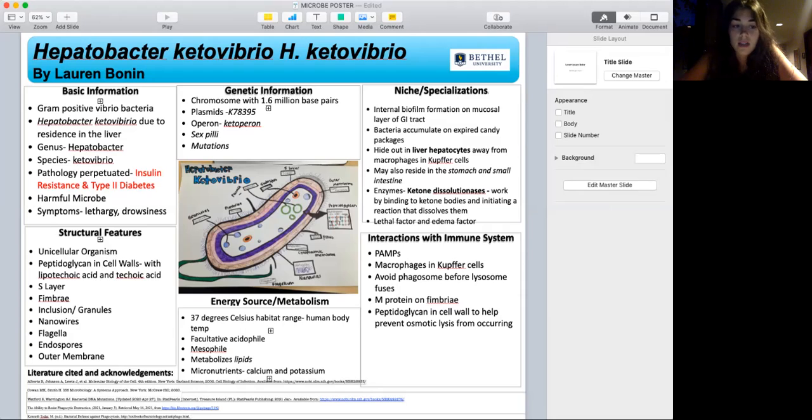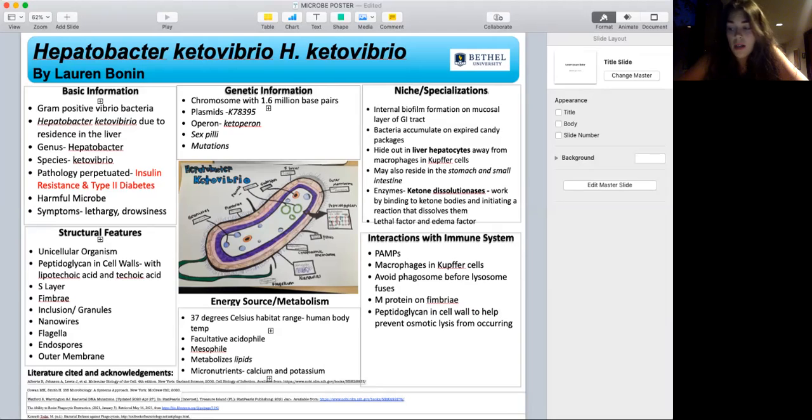It also contains granules, which you can see are the blue little balls in the middle. They store enzymes which can help dissolve ketone bodies. It has a flagella, which allows it to propel itself in the human body. It also contains an outer membrane. A little bit about the genetic information: it has a chromosome with 1.6 million base pairs. It has plasmids, which are those green circular objects in the center of the bacterium.